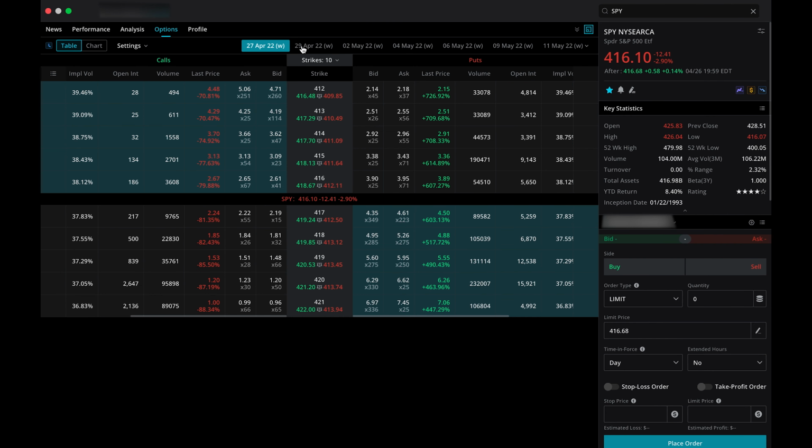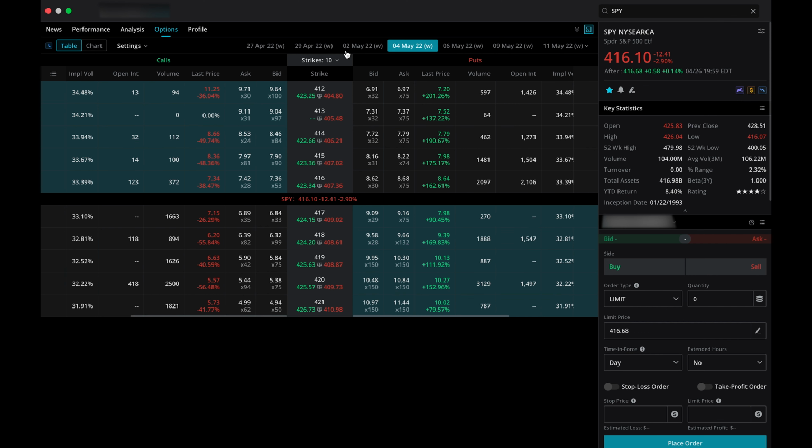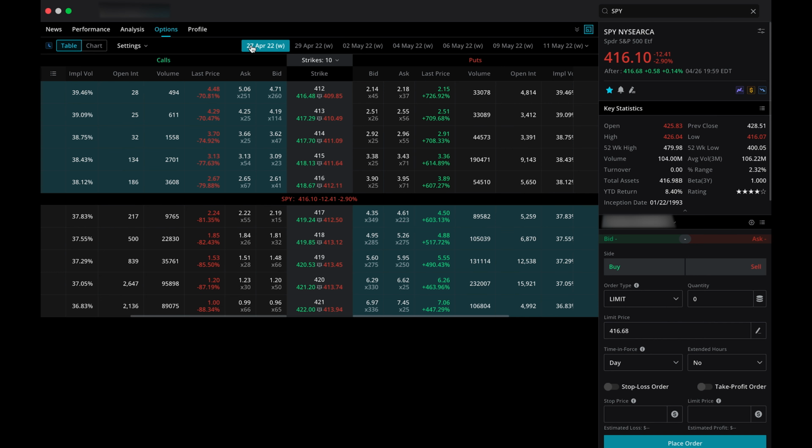But if you look at the top, you just see a bunch of these different dates. These are going to be your expiration dates, which means these are the dates that your contracts will expire. So for SPY, it's every 2 days unless it's the weekend. So this one's the 27th, this one's the 29th, the 2nd, the 4th, and all these contracts could be different. But let's look at the 27th of April 2022.